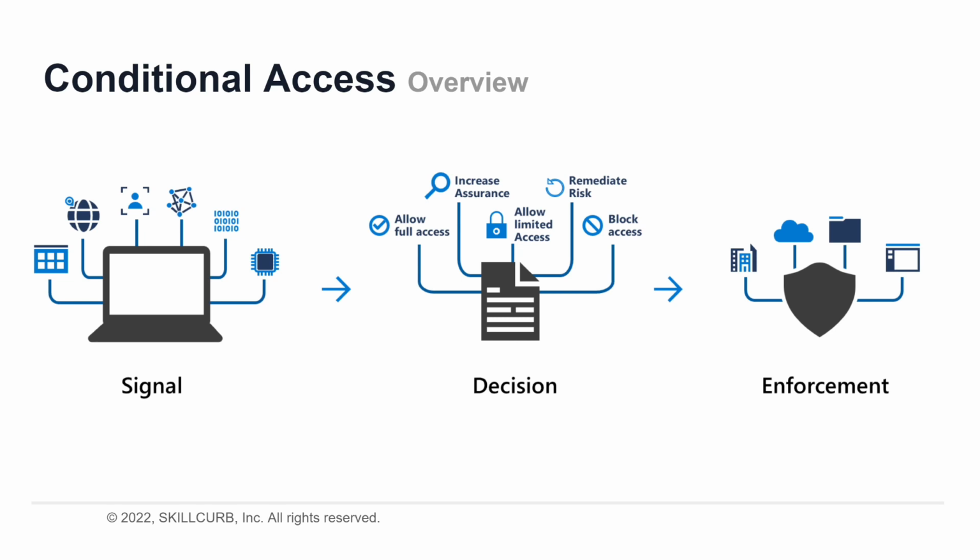The modern security perimeter now extends beyond an organization's network to include user and device identity. Organizations can use identity-driven signals as part of their access control decisions. Conditional access brings signals together to make decisions and enforce organizational policies. Azure Active Directory conditional access is at the heart of the new identity-driven control plane.